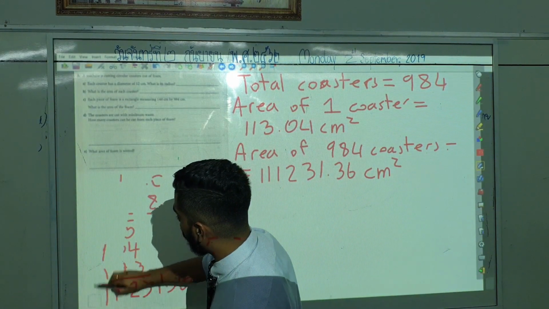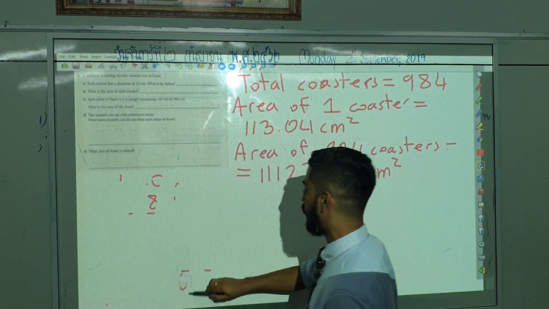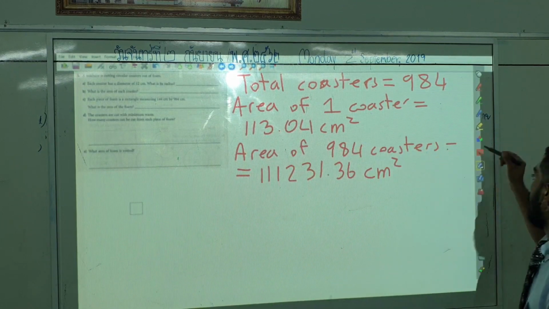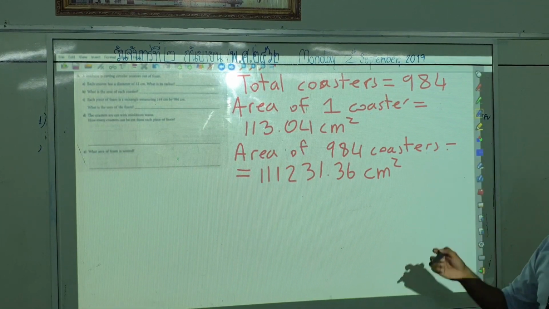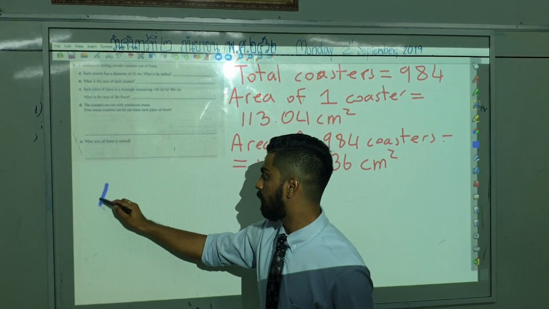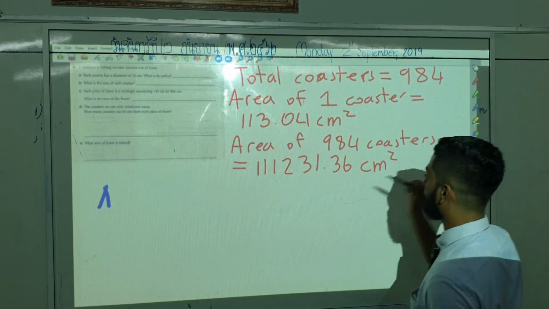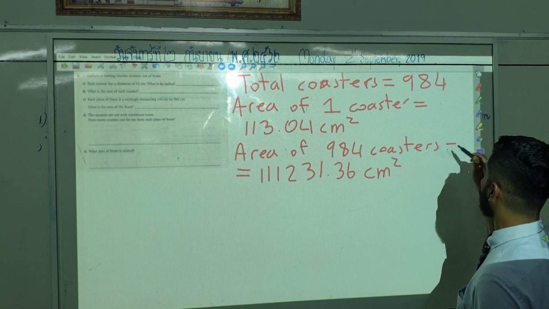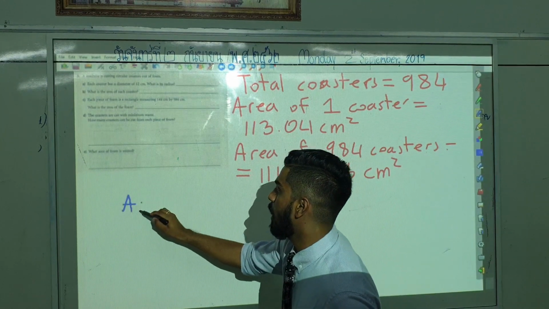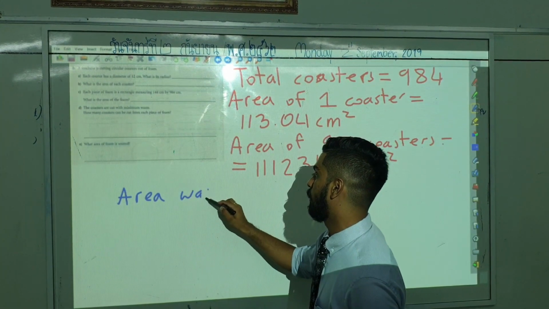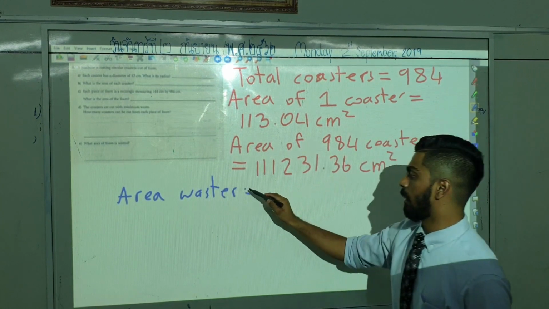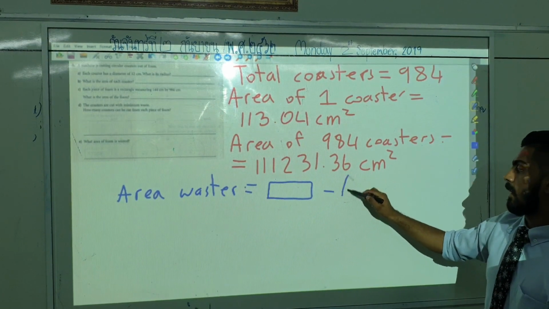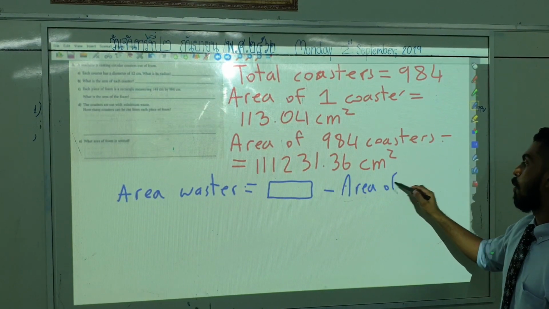Now, can you remember? A few minutes ago, we found the area of the rectangle. Now, the question is asking, what is the area wasted, right? How do we find the area wasted? You subtract. Subtract what and what? The area wasted is, so what do we have? We have area of rectangle minus the area of coasters.